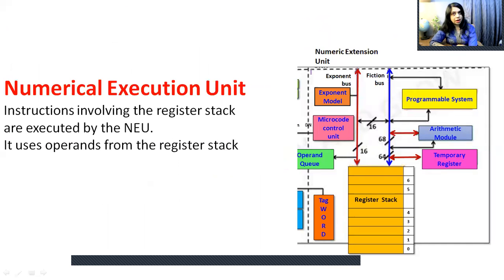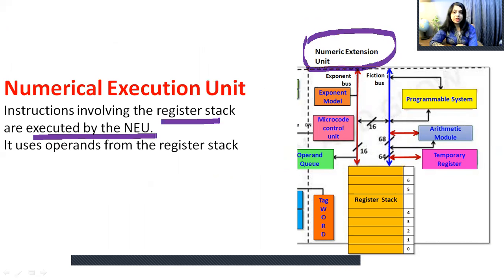Now the next part of the 8087 architecture is the numeric extension unit. What is the numeric extension unit? Instructions involving the register stack are executed by the numeric extension unit. As we know, there is a register stack. Whatever instructions need this register stack are executed in this part of the 8087 maths coprocessor. That means those instructions are executed by the numeric extension unit, and the remaining instructions are executed by the control unit of 8087.